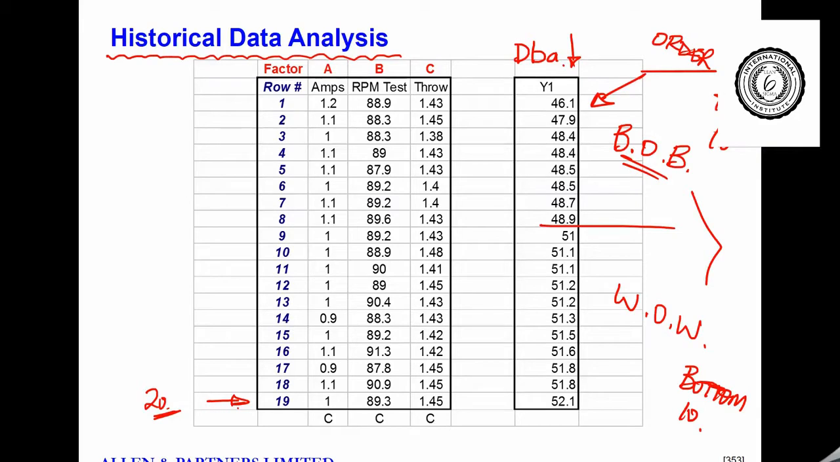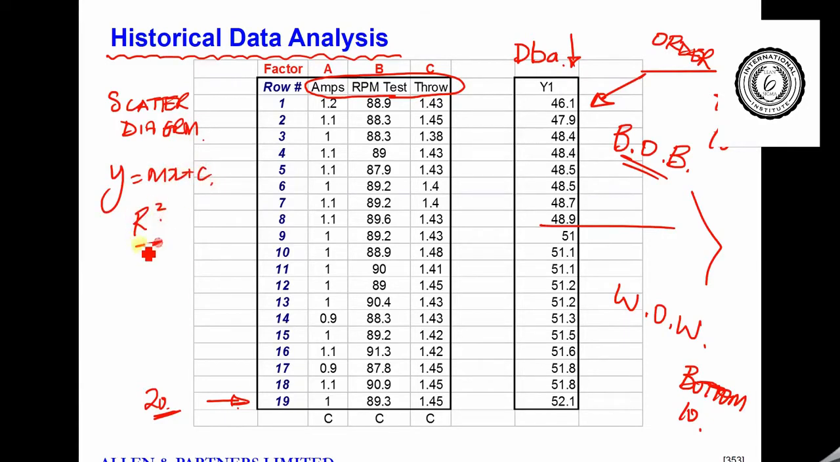So there's the data. The other thing to say is that when we did this, these were the three inputs that remained after some pre-analysis. So we did a simple scatter diagram analysis where we did simple regression, y equals mx plus c. We got a nice r squared value for the inputs to the output.